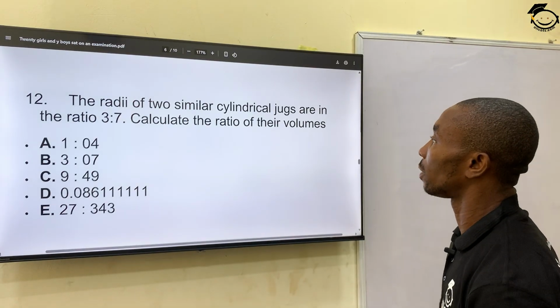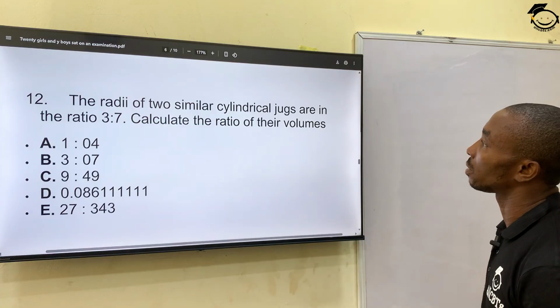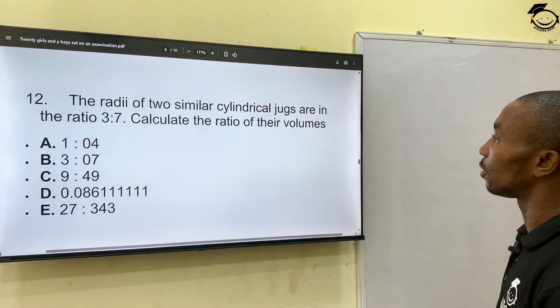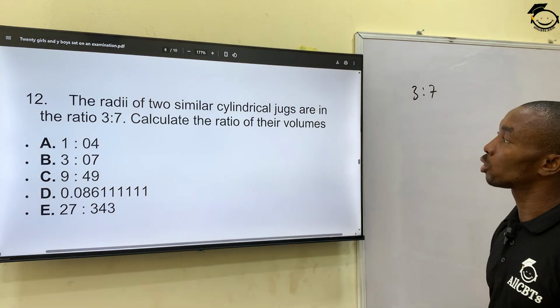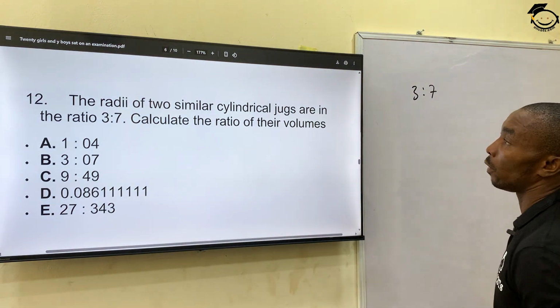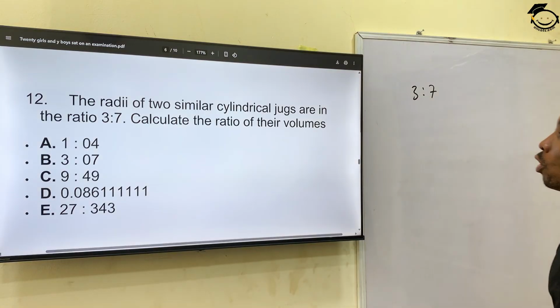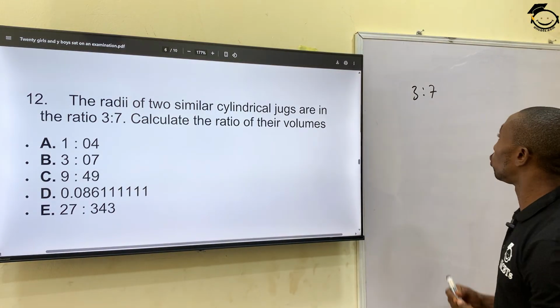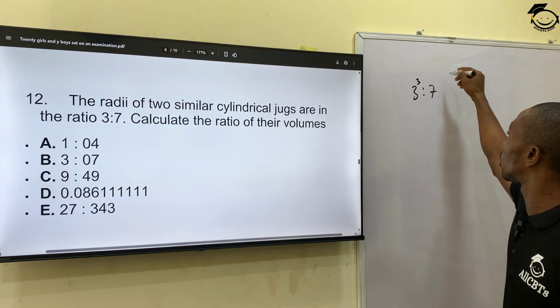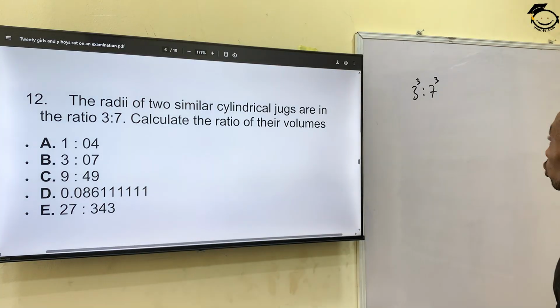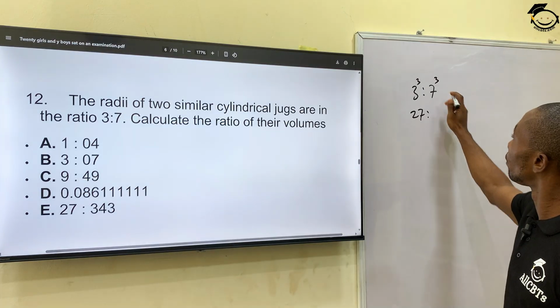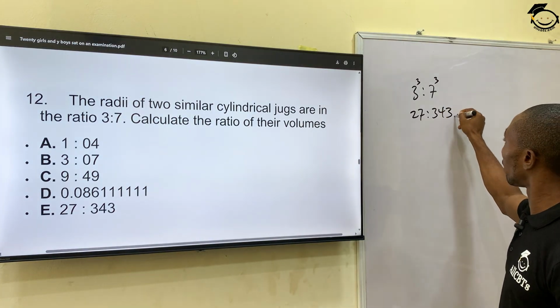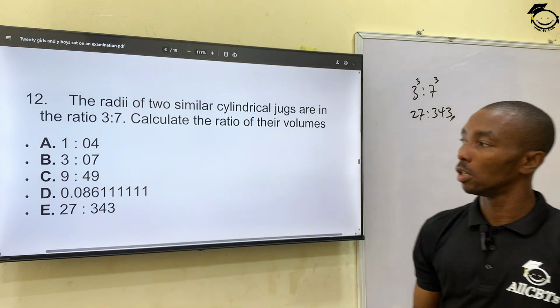The radii of two similar cylindrical jugs are in the ratio of 3:7. Now they say we should calculate the ratio of their volumes. If their radii are in this ratio, to calculate their volumes, since volume is in cube, we simply raise this to the cube. So 3 cubed will give us 27 is to 343, which is option E.